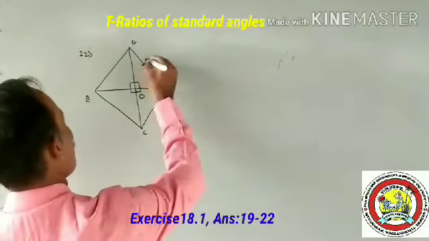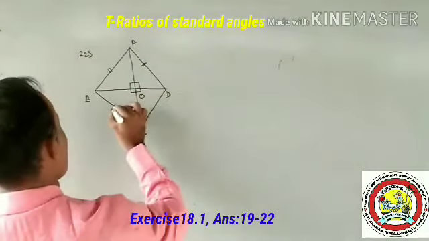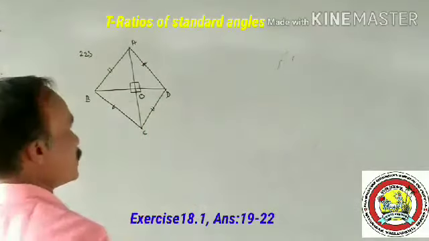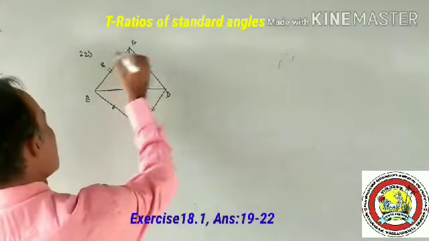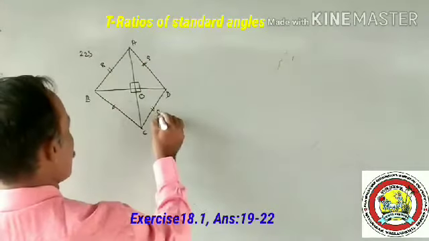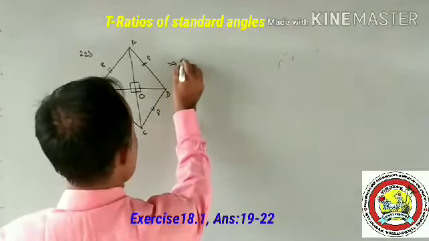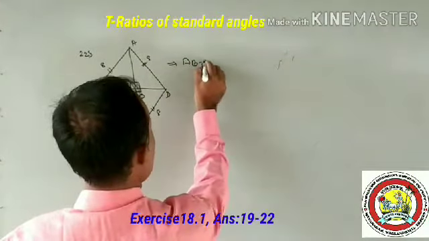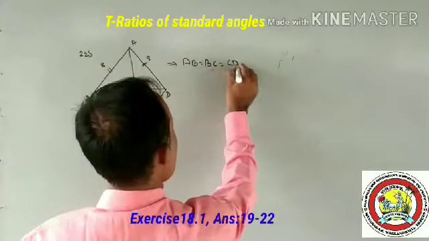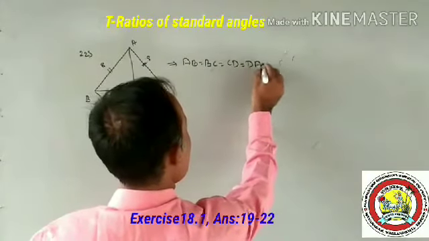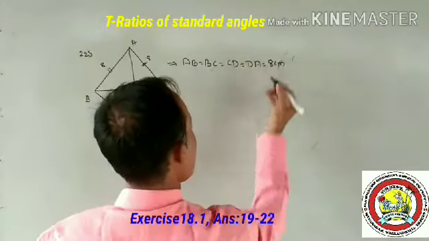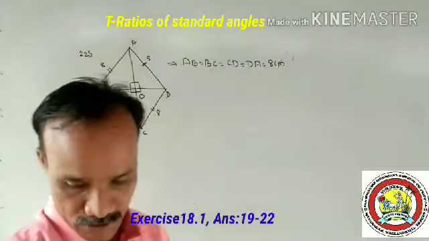So all four sides are equal: AB is equal to BC is equal to CD is equal to DA. So this length is given. Let's write down, which implies AB is equal to BC is equal to CD is equal to DA is equal to the length of each side, 8 centimeters.